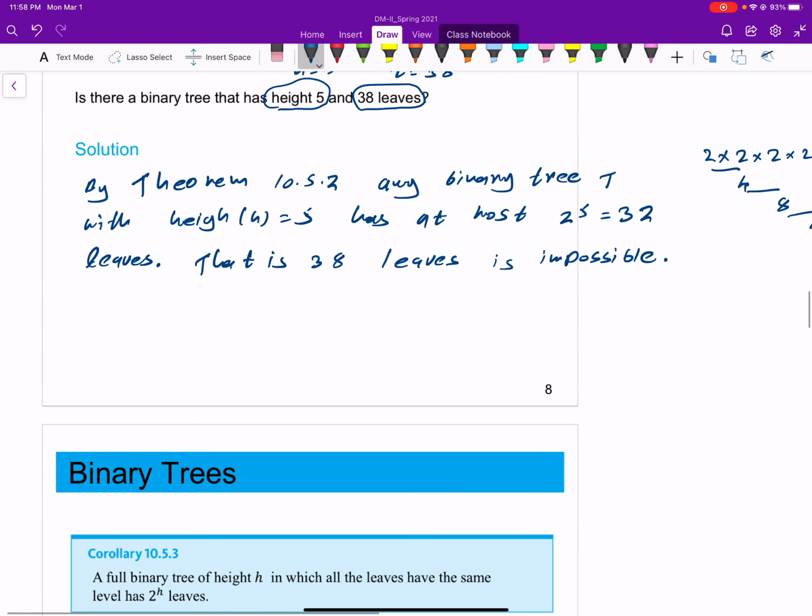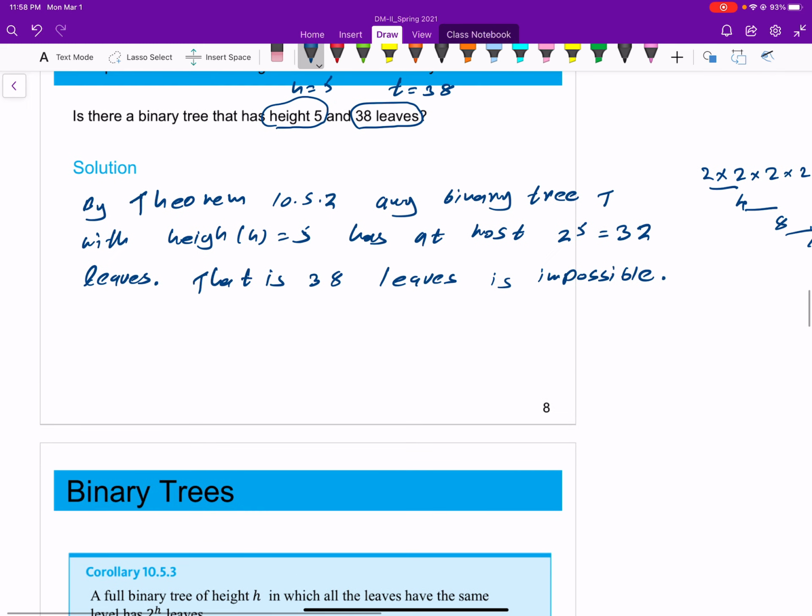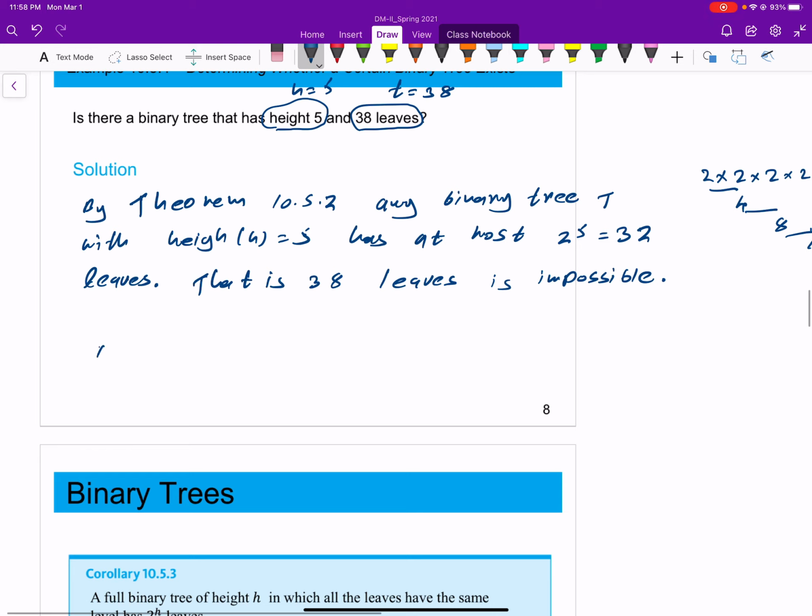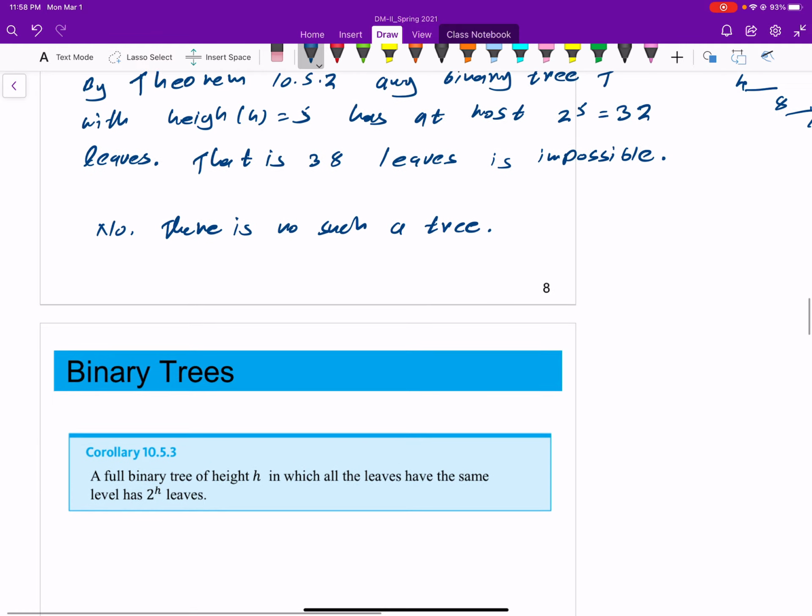All right. The answer is no. There's no such a tree. Alright, so that is the answer. Let's move to the next slide.